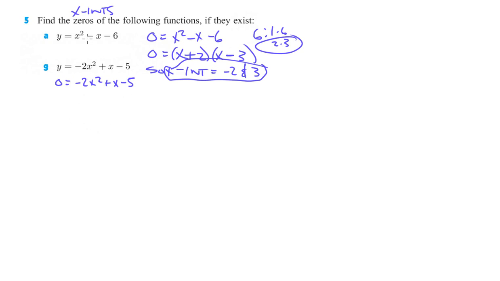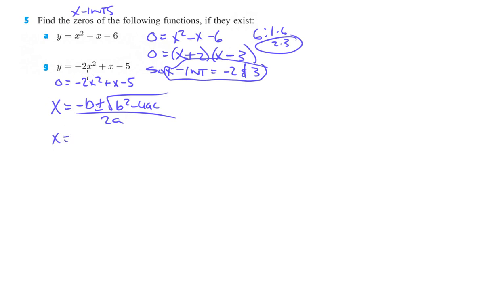So if the leading coefficient is 1, do the nice easy factoring. If it's a quadratic with a leading coefficient other than 1, I would suggest just plugging it into the quadratic formula, which is x equals negative b plus or minus the square root of b squared minus 4ac, all over 2a. The nice thing about this is it will always work. It will always help us find our answer.